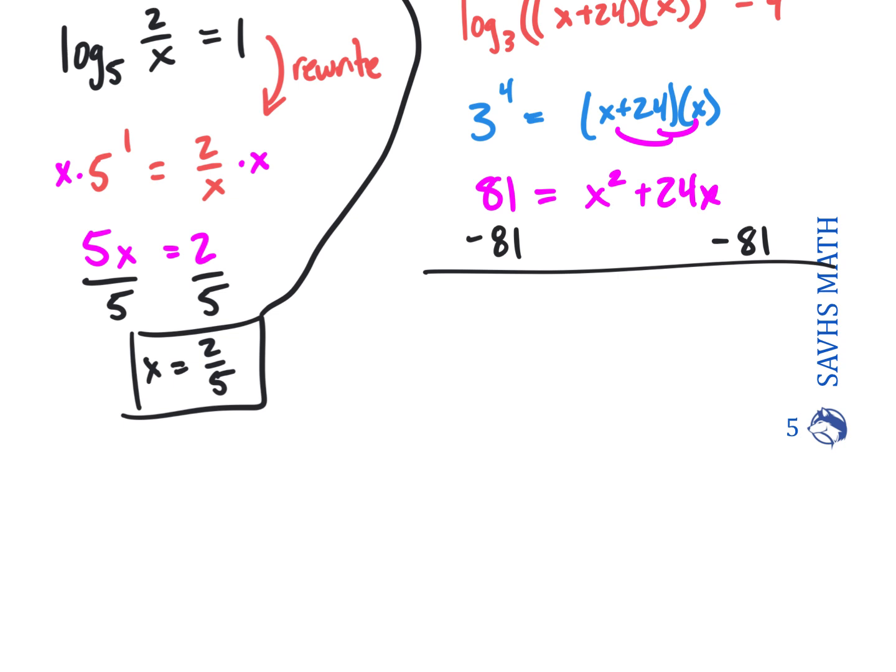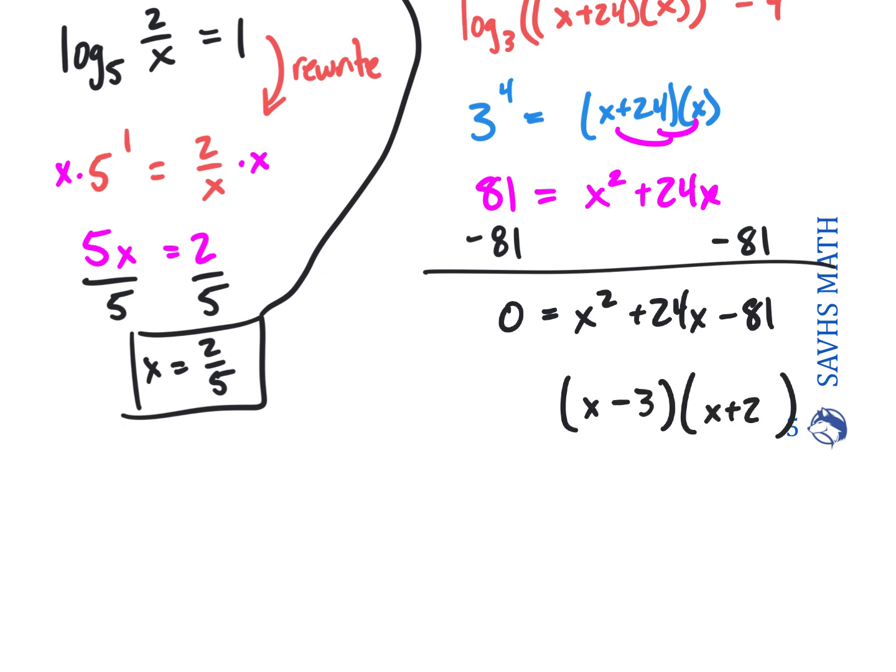I'm thinking, and I'm not sure if this is going to work, we'll just make sure. What I know is that I could try to find factors of negative 81 that add to 24. The factors that add to positive 24 and multiply to negative 81 are x minus 3 and x plus 27. If you FOIL that out, you're going to find that this thing right here is equivalent to this thing. We are really close to being done. This is just going to give me that x is equal to 3 and x is equal to negative 27.